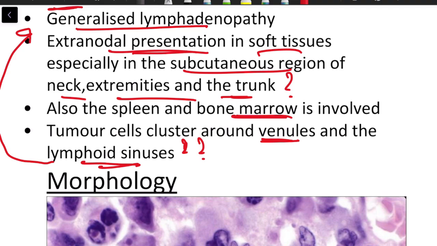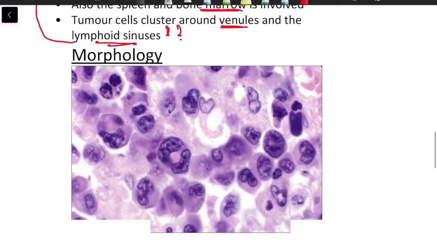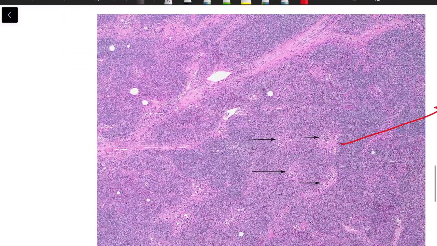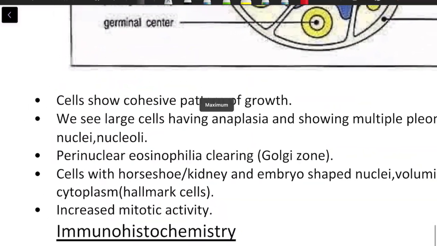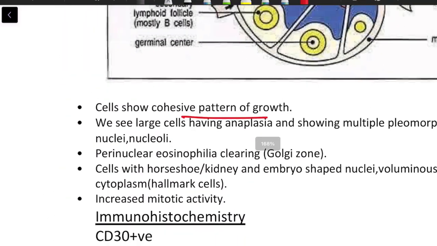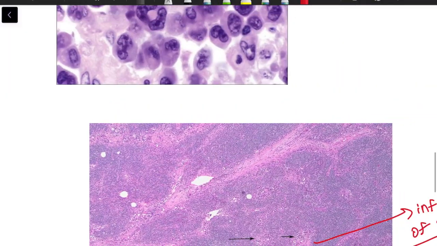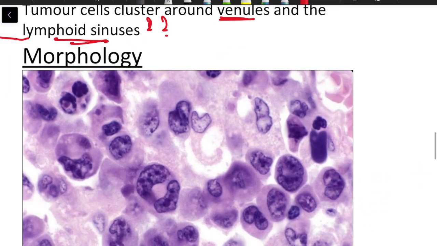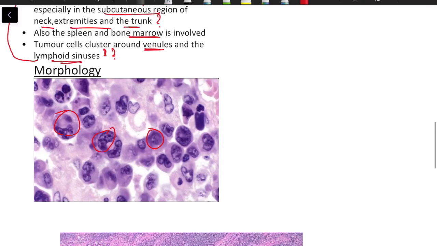normally when they were not neoplastic they were present there, but now they have become neoplastic. But you know, bad habits die hard, just like it has been told. So it has a bad habit to cluster around the lymphoid sinuses and venules. Also, if I talk about the morphology of the cells, then the cells show a cohesive pattern of growth. They are very close to each other. As you can see, these neoplastic T cells are very close to each other.